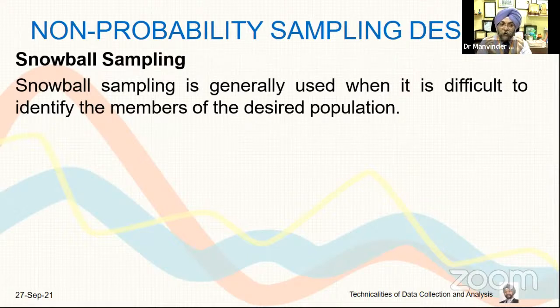Snowballing is something you might have seen: snowballs start from the top of the mountain and keep on becoming bigger because they keep taking all the snow that comes in the way. That's why it is called snowball sampling. Under this design, for example, suppose you want to know some doctors who have specialized. Suppose I want to take a survey of those doctors who are orthopedicians.